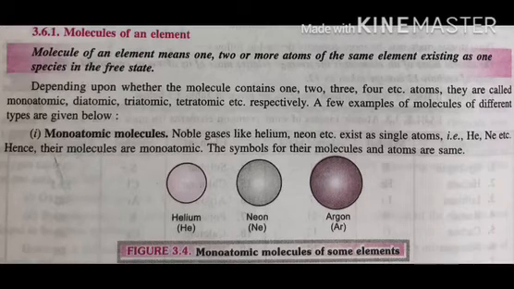Now the first is the monoatomic molecule. Noble gases like helium, neon, etc. exist as single atoms, that is He, Ne, etc. Hence their molecules are monoatomic. The symbols for these molecules and atoms are the same: helium He, neon Ne, argon Ar.